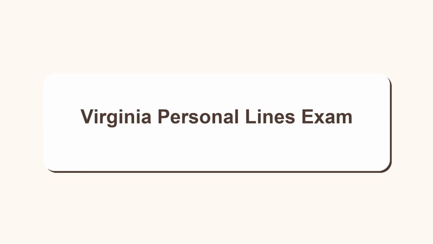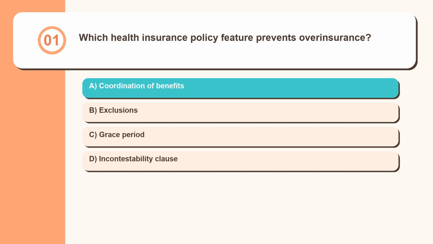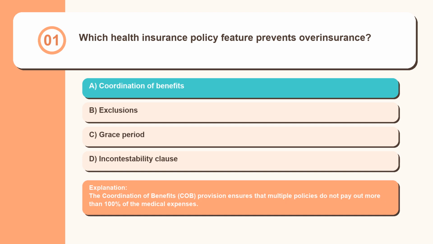Virginia Personal Lines Exam. Question 1. Which health insurance policy feature prevents overinsurance? Coordination of benefits, exclusions, grace period, incontestability clause. The coordination of benefits, COB, provision ensures that multiple policies do not pay out more than 100% of the medical expenses.